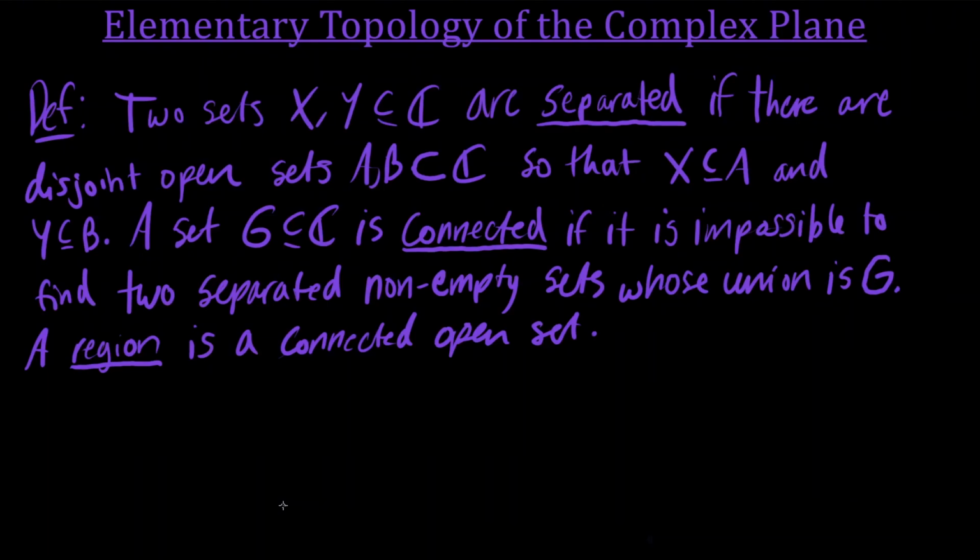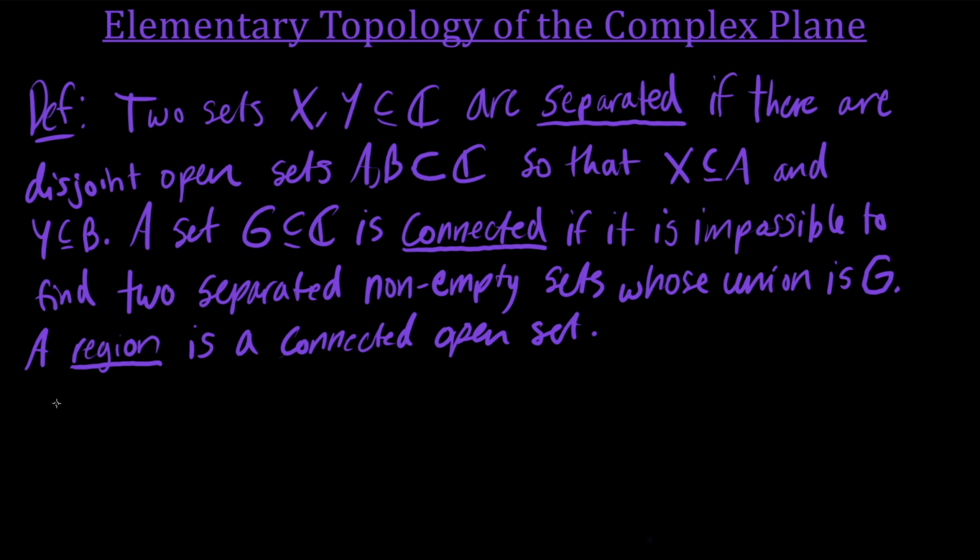Next, let's talk about connectedness. Two sets X and Y are separated if there are disjoint open sets A and B so that X is a subset of A and Y is a subset of B. A set G is connected if it is impossible to find two separated non-empty sets whose union is G. And finally, a region is a connected open set.